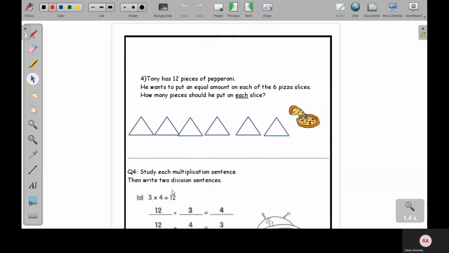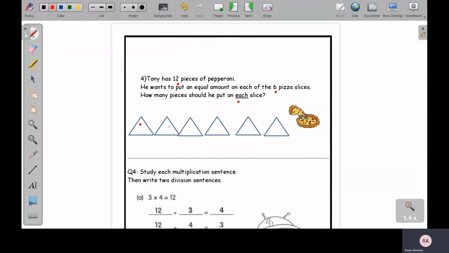All right, guys? Now, here it says, number 4, Tony has 12 pieces of pepperoni. He wants to put an equal amount on each of the 6 pizza slices. How many pieces should he put on each slice? So here we know that this person has 12 pieces of pepperoni, the ingredient, and he has 6 pizza slices. He wants to equally place on each slice. Remember, the keyword here is going to be each. So here we have each slice of pepperoni. Now, what do I do here? I want to distribute or equally share my 12 pieces of pepperoni.